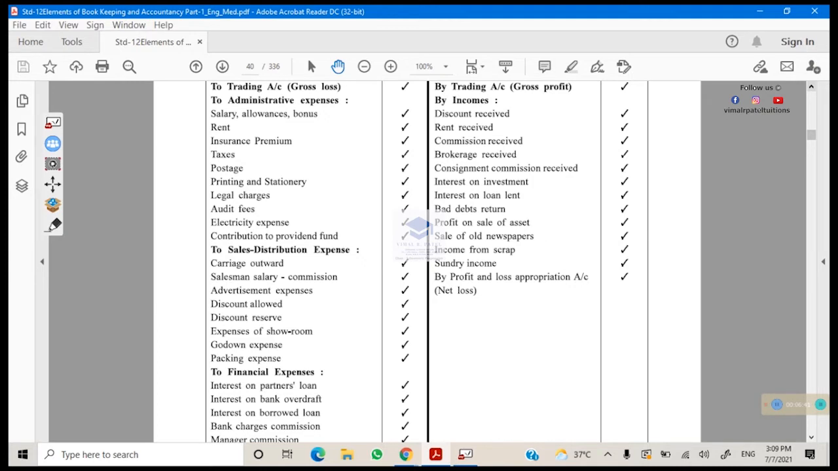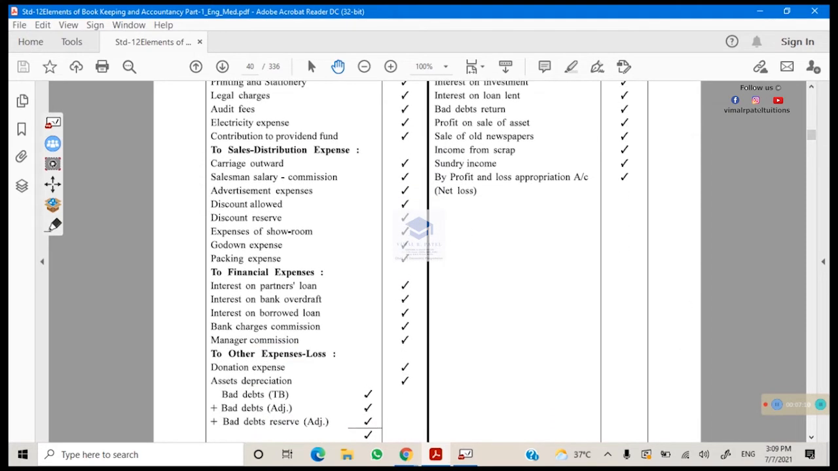So carriage outward, the carriage you are paying at the time of delivering the goods, carriage on sales. Then salesman salary, salesman commission, advertisement expense, promotional expense, publicity, discount allowed, discount given, discount reserve on debtors, then expense of showroom, expense of godown, packing expense, packing material expense, packing charges, delivery van expense, all these are debited to profit and loss account.